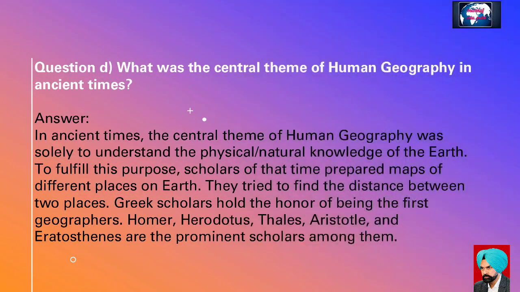Question D. What was the central theme of human geography in ancient times? Answer. In ancient times, the central theme of human geography was solely to understand the physical, natural knowledge of the Earth. To fulfill this purpose, scholars of that time prepared maps of different places on Earth. They tried to find the distance between two places. Greek scholars hold the honor of being the first geographers. Homer, Herodotus, Thales, Aristotle, and Eratosthenes are the prominent scholars among them.